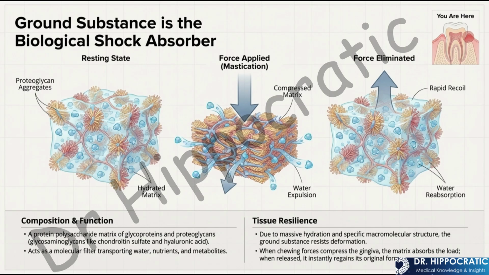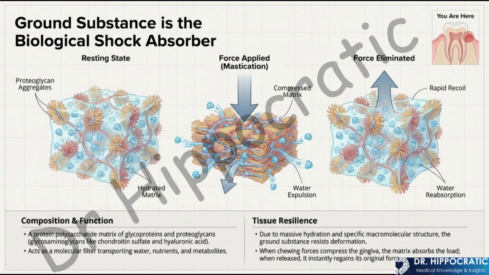It really does. Think about the physics of a bite. You can exert hundreds of pounds of force when you chew. Right. If your gums were totally rigid, that force would literally crush the cells. Instead, when you bite down, the chewing forces compress the gingiva. The ground substance absorbs the load and expels its water content. Like squeezing a sponge. Exactly. And the moment you open your jaw and the force is eliminated, the matrix rapidly recoils, sucks the water back in, and instantly regains its shape.